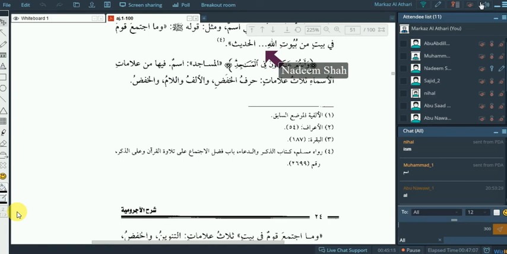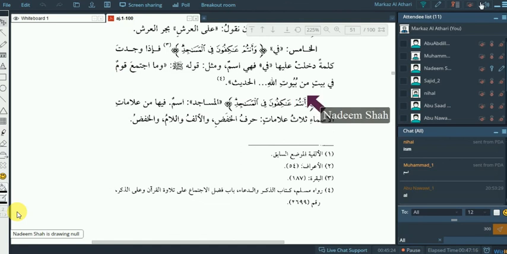وَغَشِيَتْهُمُ الرَّحْمَةُ, and mercy envelopes them. وَذَكَرَهُمُ اللَّهُ فِيمَنْ عِنْدَهُ, and Allah makes mention of them. Those are the four things that happen as a result of gathering together for the sake of learning the religion of Allah subhanahu wa ta'ala.